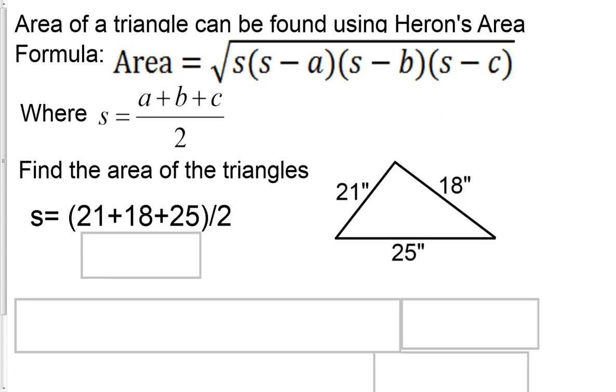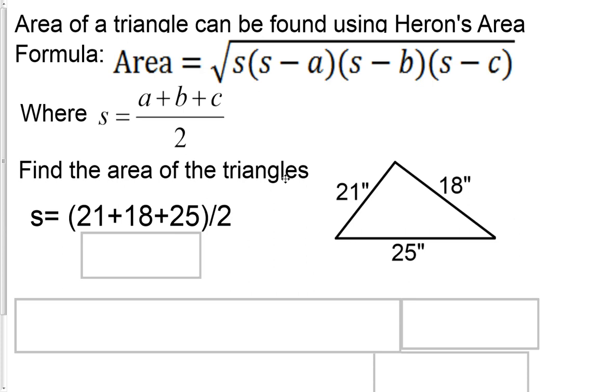A couple more, and then we'll call it good. Area of a triangle can be found using Heron's formula. Area equals the square root of s, the semi-perimeter, times s minus side A, times s minus side B, times s minus side C. Oofta, right? Now, what is semi-perimeter? Semi-perimeter is half the perimeter. We add A, B, and C together and divide by 2 to get half the perimeter.